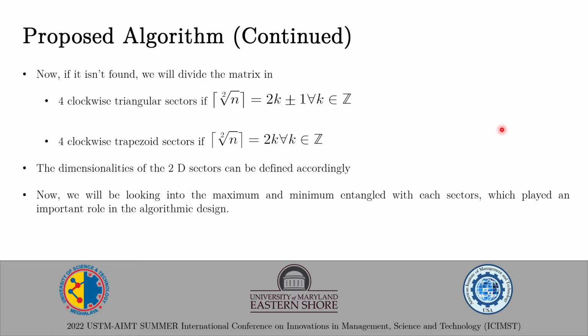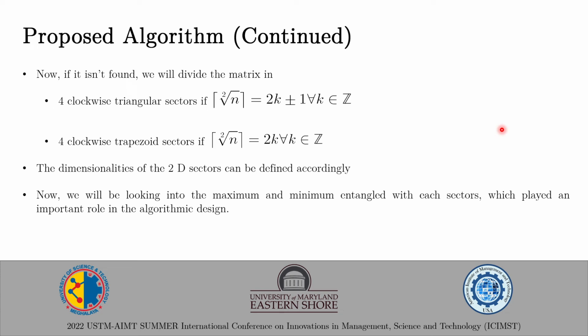That's great. Now, if it is not found, then we will divide that square array into 4 sectors. The 4 sectors could be triangular ones or trapezoidal ones, depending upon the value of square root of n. If it is an odd number, then we will divide it into triangular sectors. But if it is an even number, then we will divide it into trapezoidal sectors. Now the dimensionalities of the 2D sectors could be defined accordingly, like their base, height, and all that.